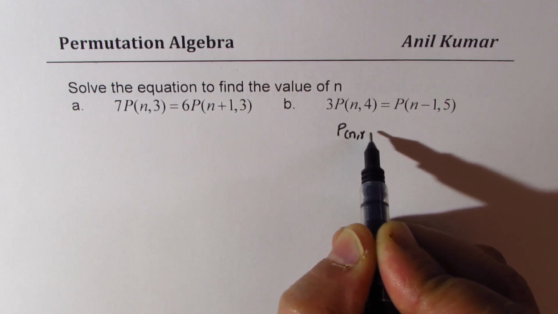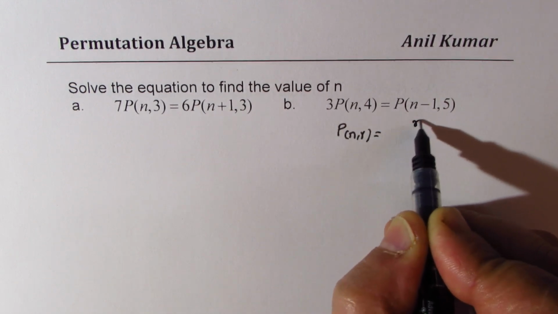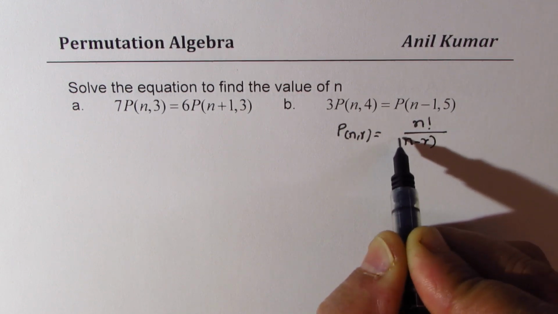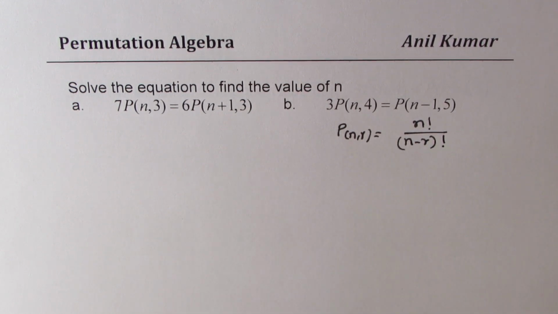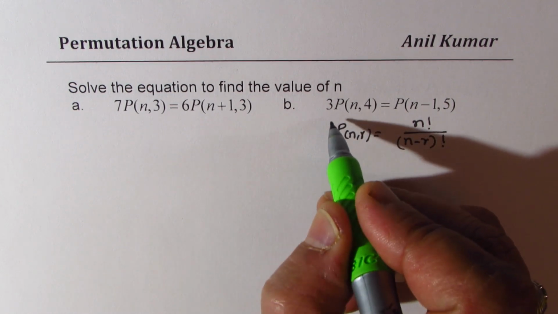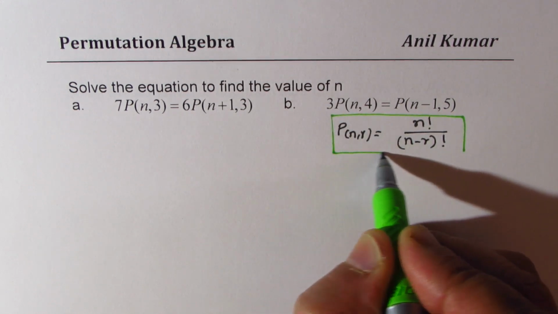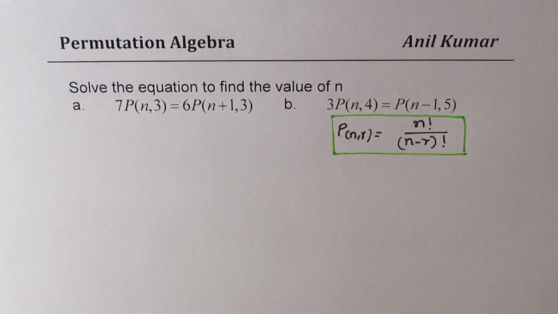Now in these equations, P(n,r) means n factorial over n minus r factorial, correct? So that is the standard formula which will be applied to solve these equations. I would like you to pause the video, solve these equations, and then look into my solution. So let's do the first one now.